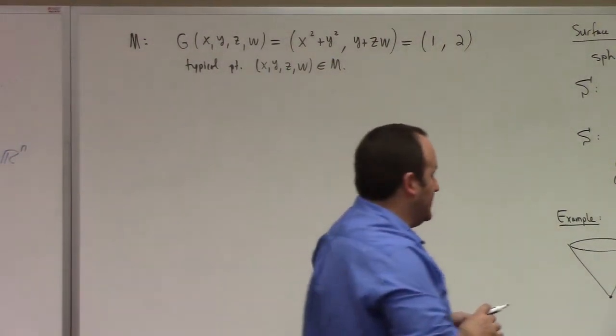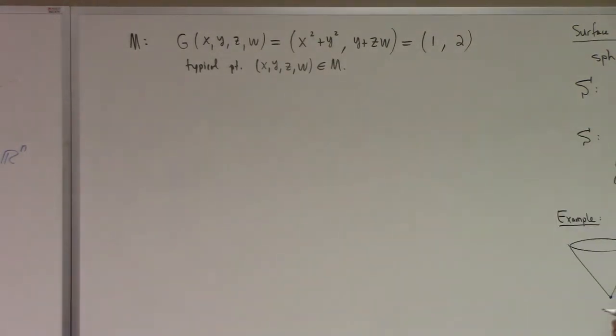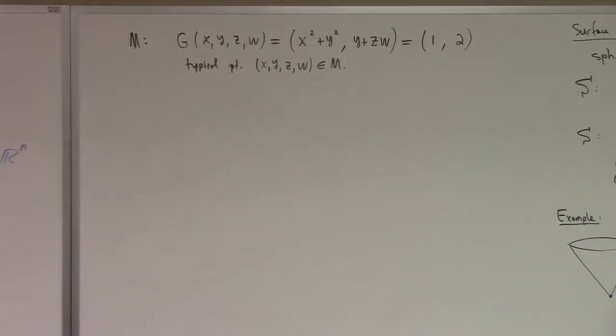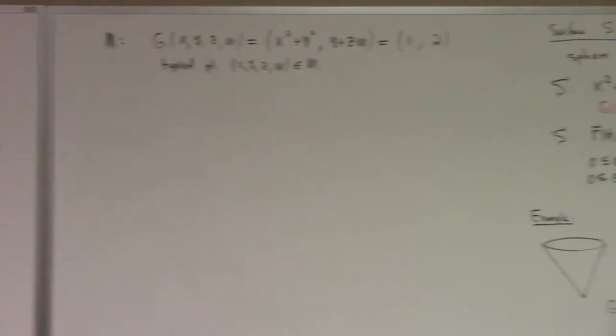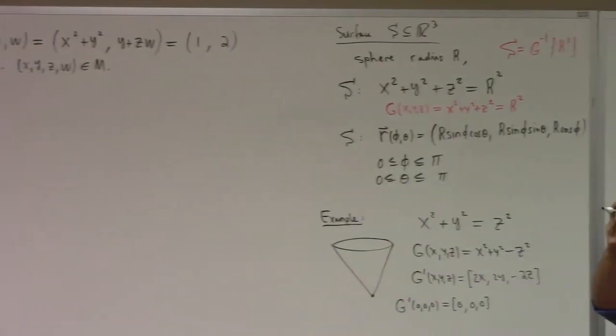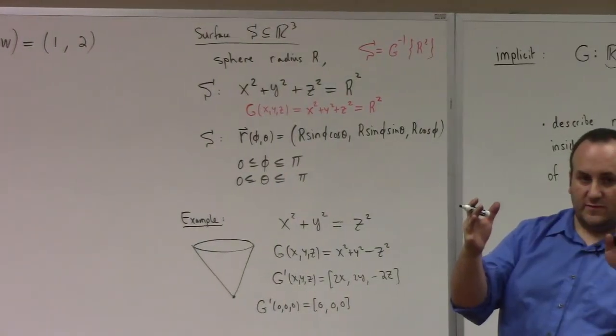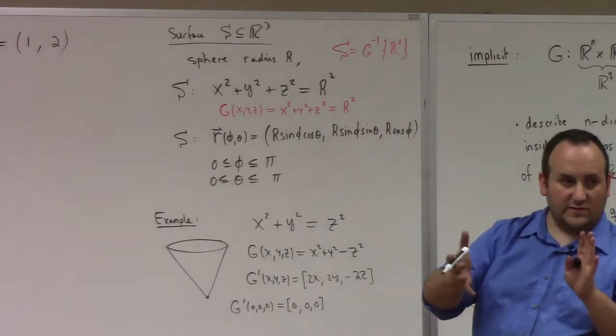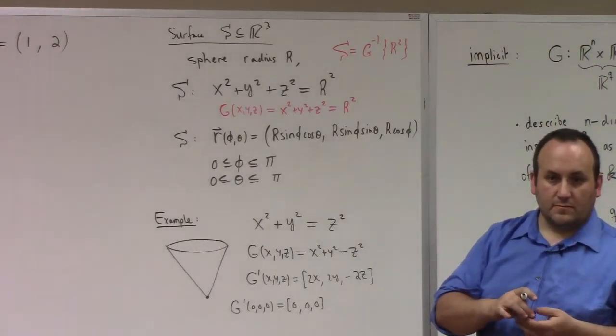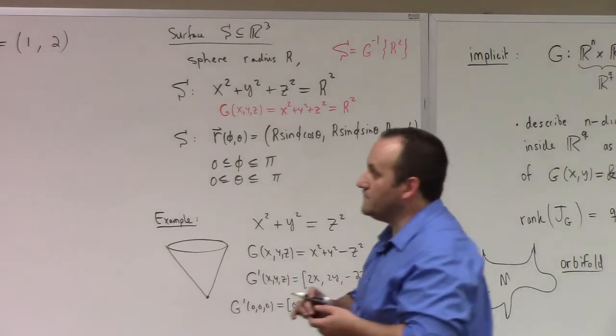So, let's talk about it. What are we looking at here? We've got a 4-dimensional context, with 2 equations. So this is a what? This is a surface in 4 dimensions. Okay.